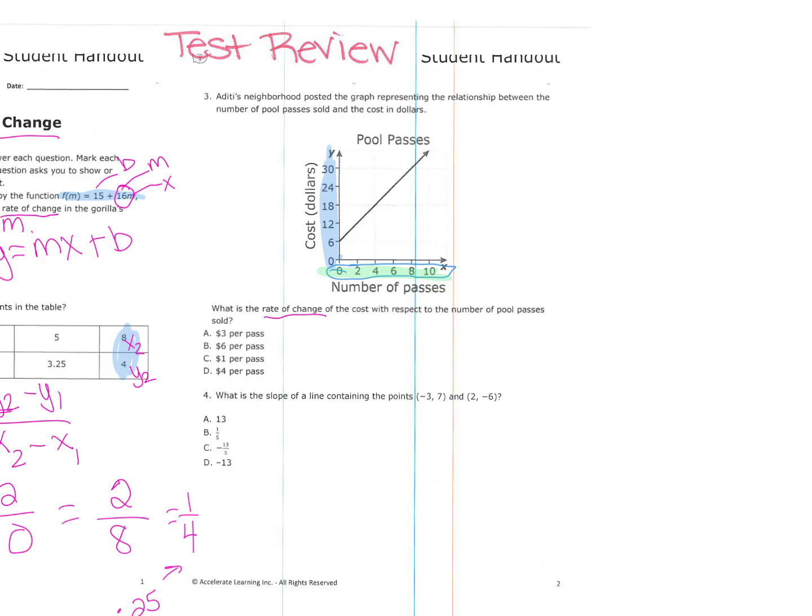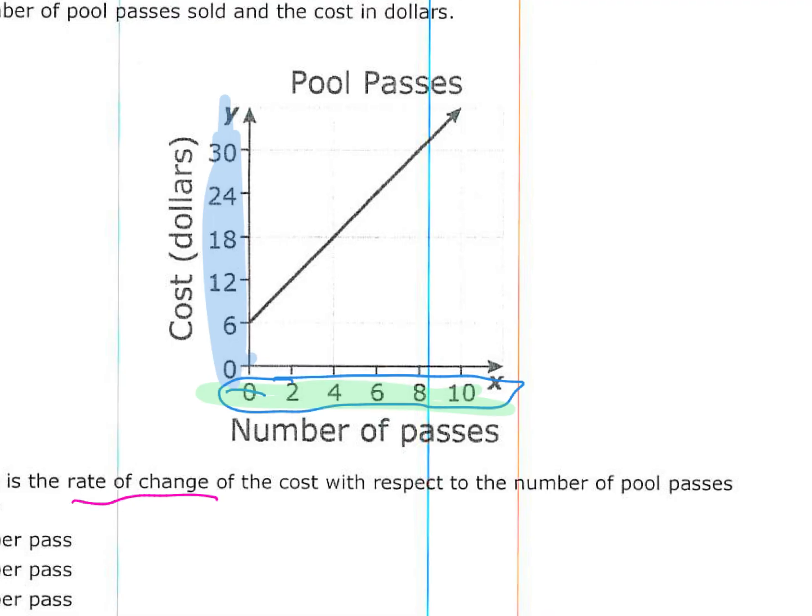In order to find a rate of change, I need 2 exact points. So I'm going to choose 2 exact points. I always will start with my origin here. Okay, that's a good point. And the other point that I want to use is a point that goes exactly on a grid line.